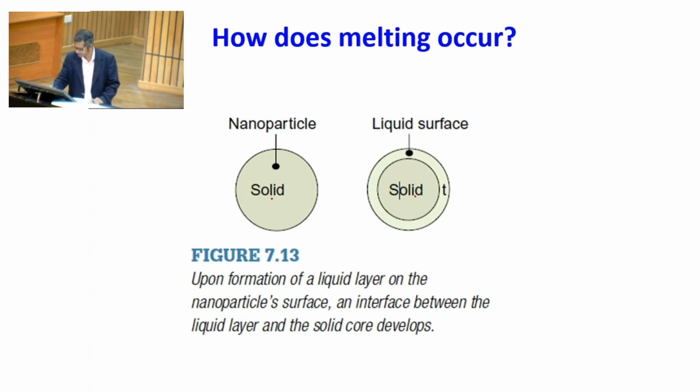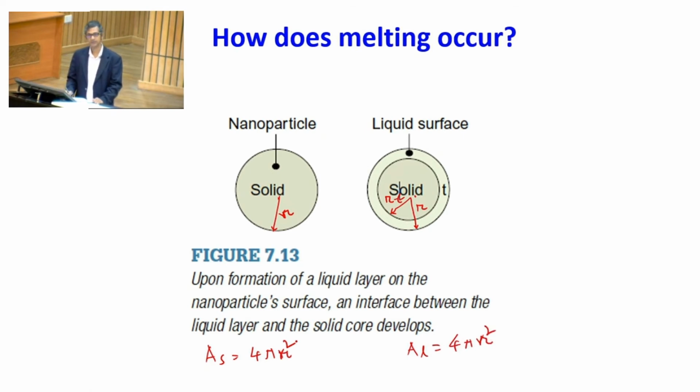Okay, again, this is the advantage of using this. So AS is basically coming from this, 4 pi r square, the surface area of this particle, right? What about AL here? Again, this is r and this is r minus t. So AL is again 4 pi r square, right? Because it is a liquid, and the liquid has a radius of r.